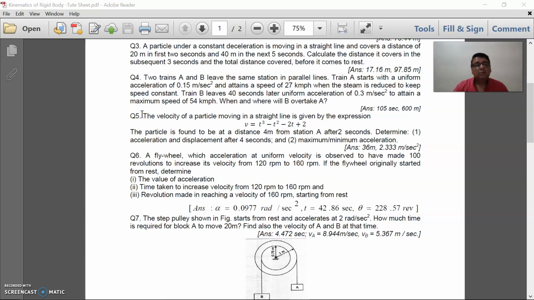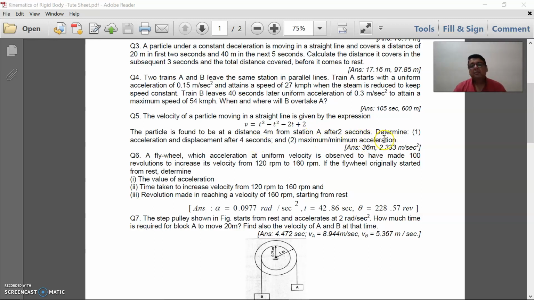For the benefit of everybody, I'll just read out the numerical. The velocity of a particle moving in a straight line is given by the expression v is equal to t cube minus t square minus 2t plus 2. The particle is found to be at a distance of 4 meters from station A after 2 seconds. Then determine the acceleration and displacement after 4 seconds.